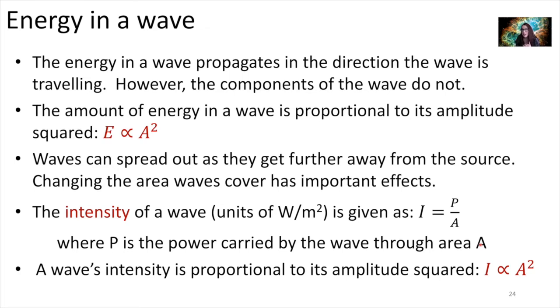The intensity of a wave is inversely proportional to the area through which that wave is being carried. The surface area is 4 pi r squared. So that means that the intensity is equal to the power over 4 pi r squared. So the intensity is inversely proportional to the radius squared, the distance away from a source that you are.